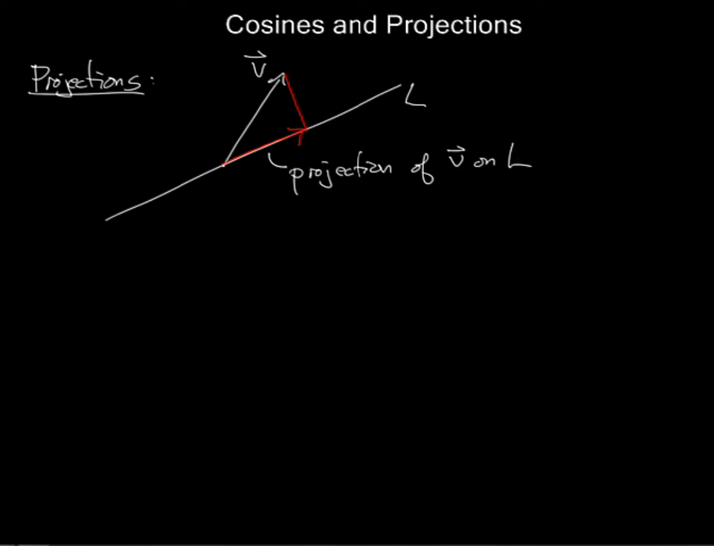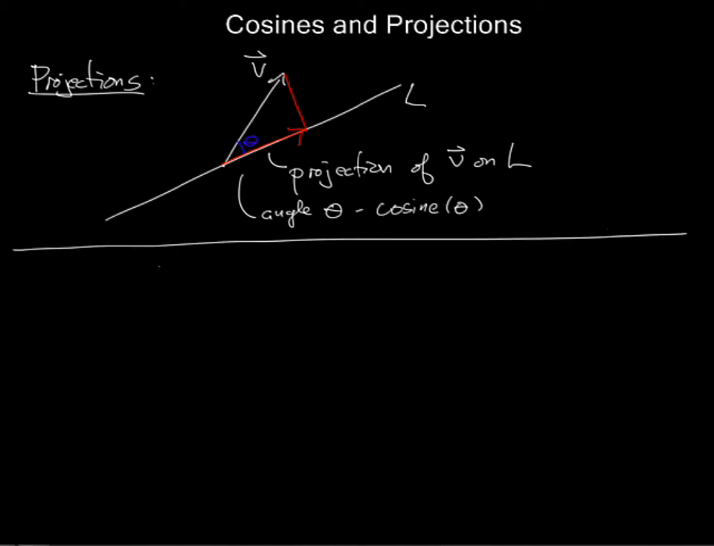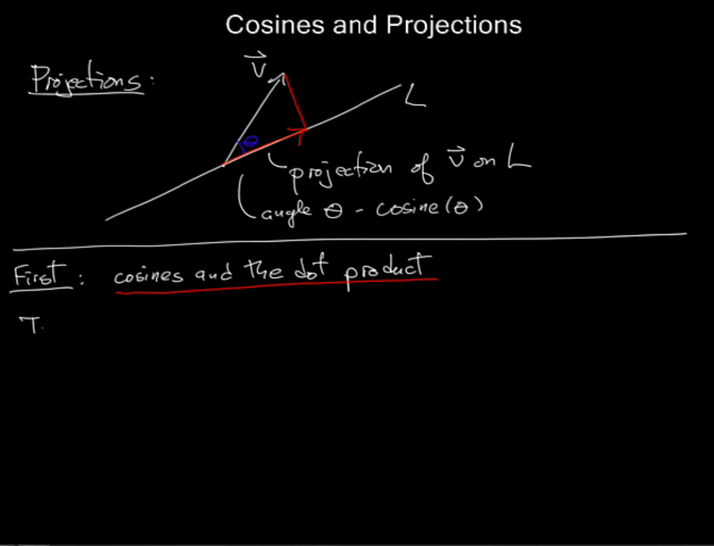Another way to say it is, it's the closest point to the line. Clearly something that's going to play a role here is this angle theta and its cosine, so that's where the cosines come into the picture. So we're going to first talk a little while about cosines and some formulas and results about the dot product, and then we'll return to the subject of projections.